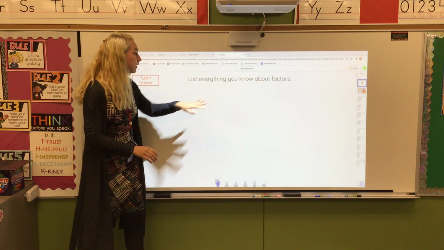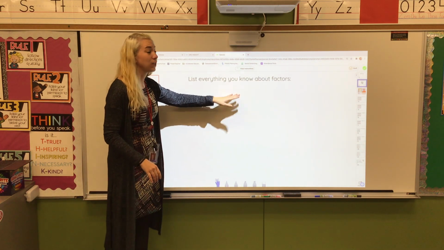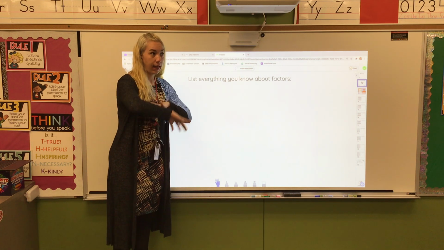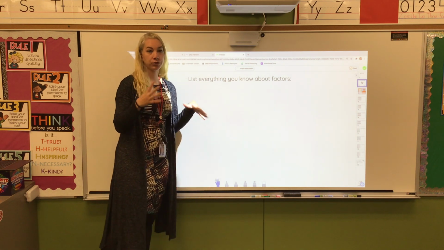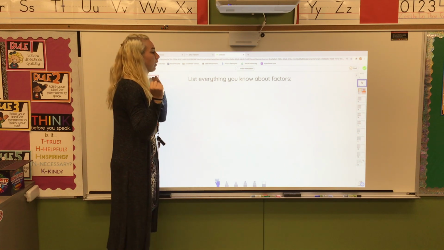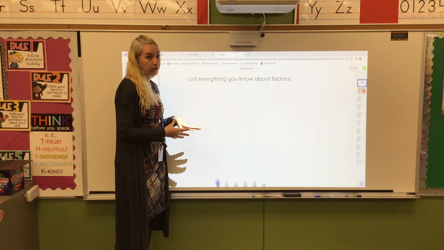On this page, I do need you to complete an activity. You need to list everything you know about factors. Everything. Before, during, and after this, you're going to learn about factoring. But right now, you need to just write everything you possibly know about factors. Okay?